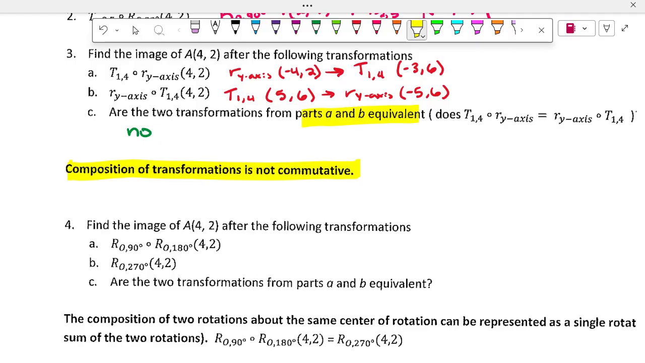Vocab word, what does commutative mean? You can flip it and it'll be the same. Right, if you switch the order, it'll be the same outcome. What two operations are commutative? Multiplication and addition. Good.